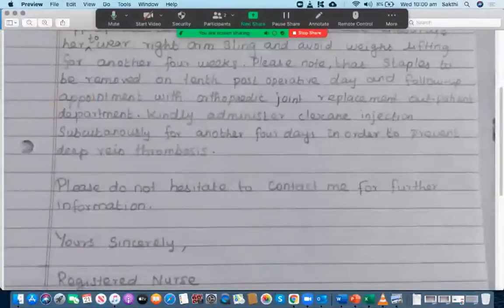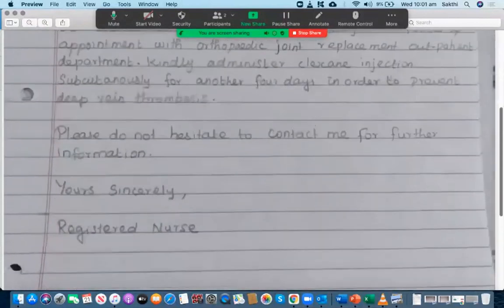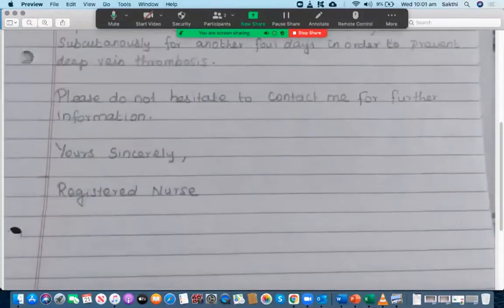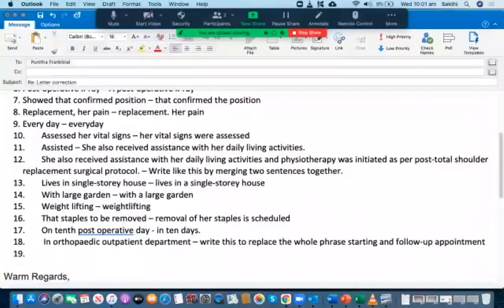All right, let's go to the next one. Yes, kindly administer Clexane injection subcutaneously for another 4 days in order to prevent deep vein thrombosis. That's good. That's a very good structure, okay? It doesn't have any grammatical mistakes. I'm happy with that. Please do not hesitate to contact me for further information. That's good. You can also thank the patient, sorry, the addressee. Thank you for providing further care to blah, blah, blah, okay? Whatever the patient's name. And then you can write down this one. Yours sincerely, registered nurse. Yours sincerely, the registered nurse, okay?